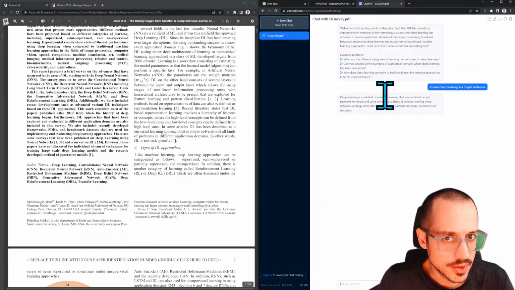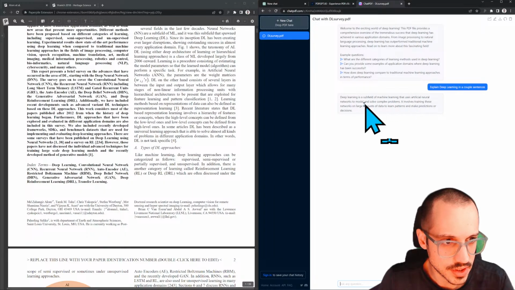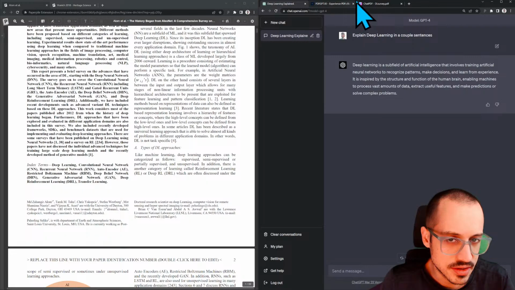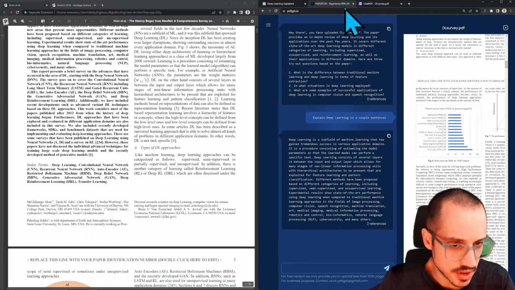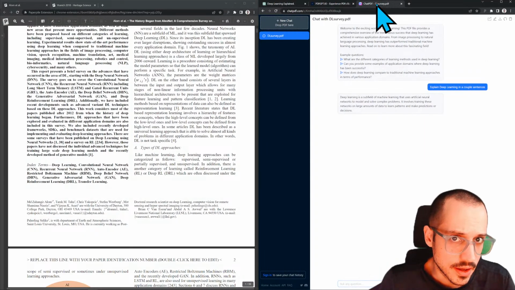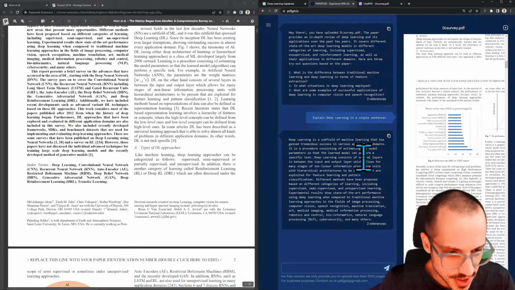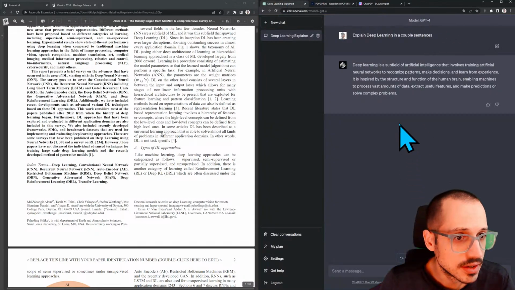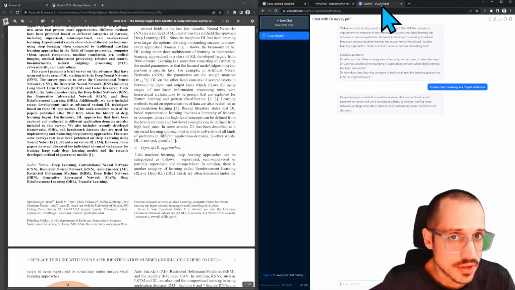Deep learning is a subfield of machine learning that uses artificial neural networks to model and solve complex problems. It involves training these networks on large amounts of data to learn patterns and make predictions or decisions. That seems correct. What I'm looking for here is to see if the response changes. Obviously both of these under the hood are just GPT, so I want to see what happens when you give it the PDF and it now has information that potentially overrides whatever it has in the original GPT answer. I want to see how much different it is to this one.